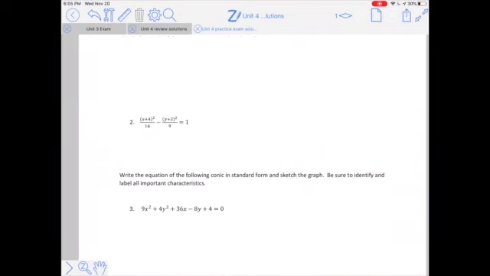And then number 4 is a rotated conic. So you don't have to graph those by hand, but you do need to be able to identify the rotated conic using, there's some theorems on the back cover there. So that's the first topic. Can you graph a conic and identify the conic?